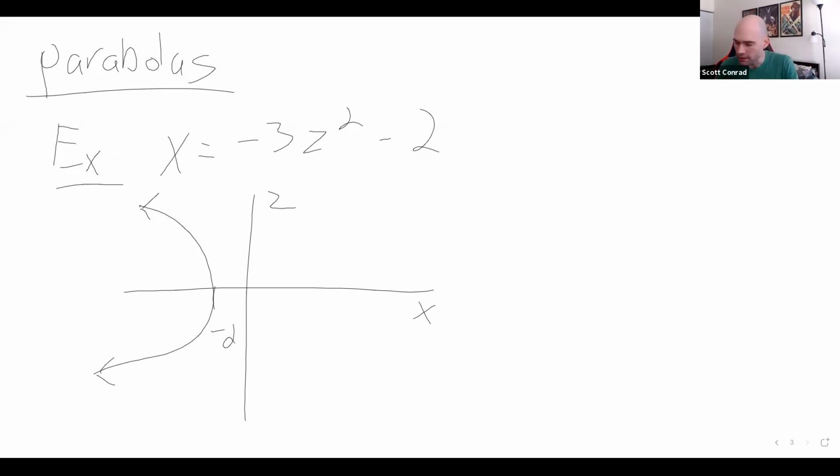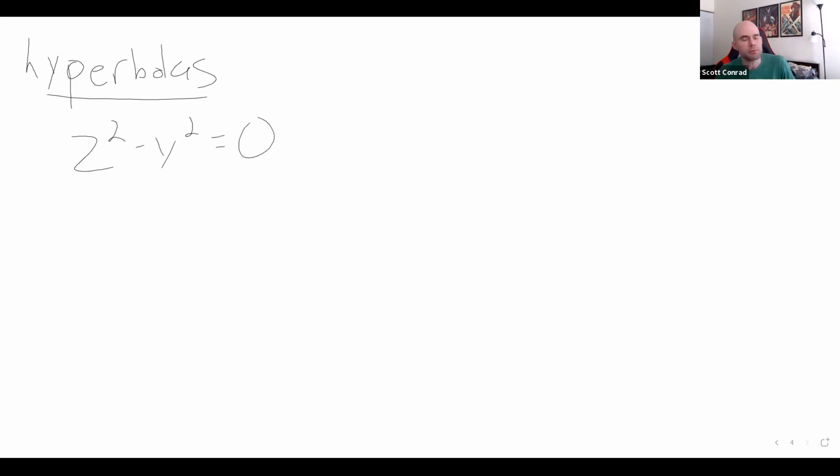The next one you're probably the least familiar with. Those are hyperbolas. So we'll start with sort of a degenerate hyperbola. It's basically going to be a union of two lines. But if you have something like z squared minus y squared equals 0, for instance.